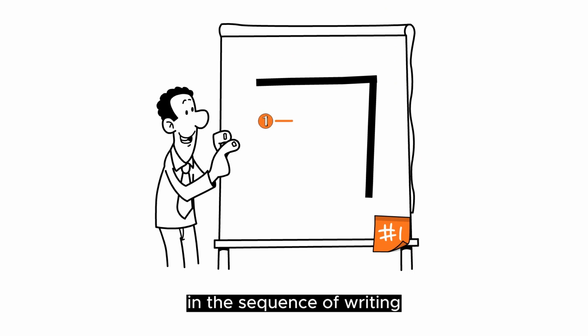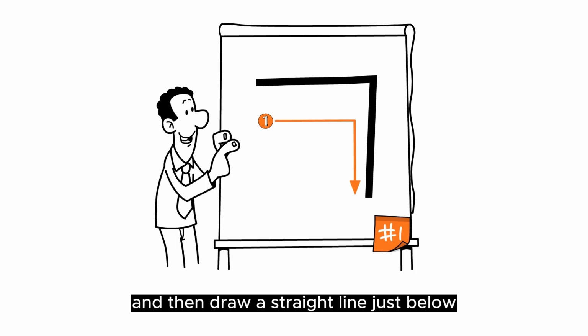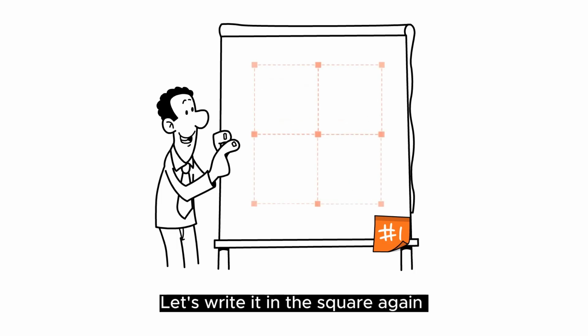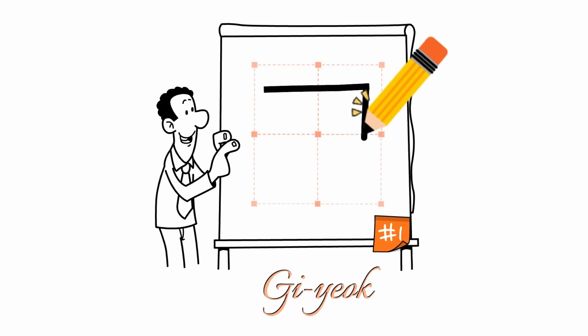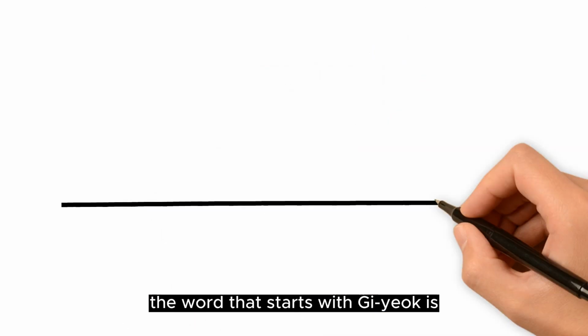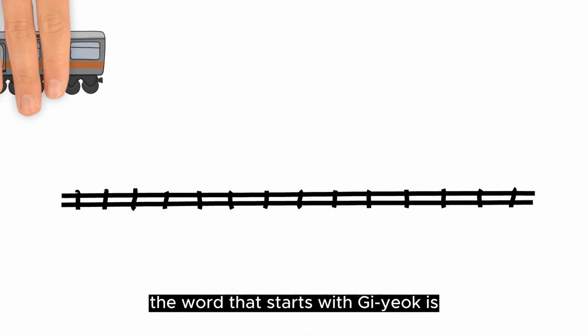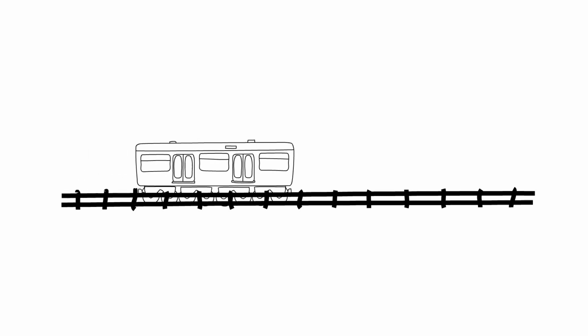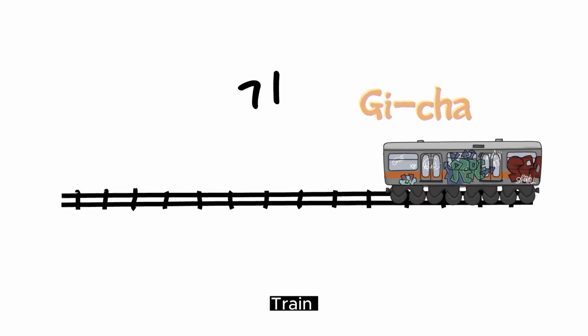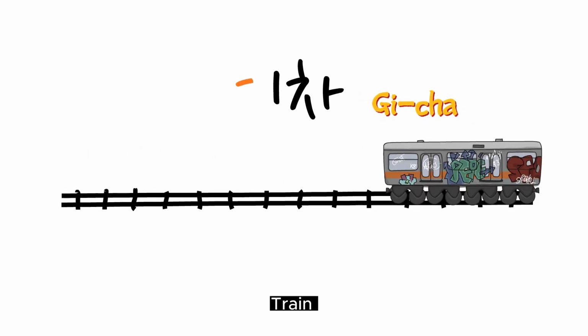In the sequence of writing, draw a line from left to right, and then draw a straight line just below. Let's write it in the square again. 기역. The word that starts with 기역 is train. 기차, 기차.